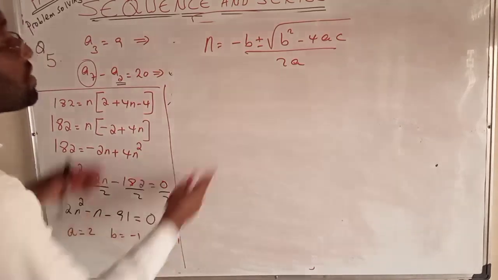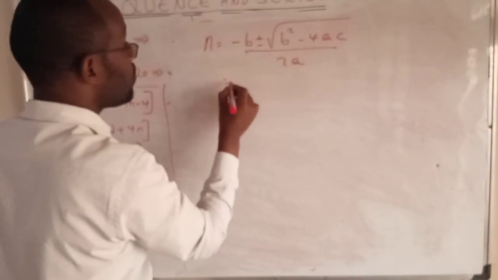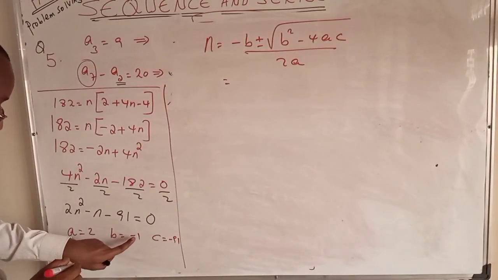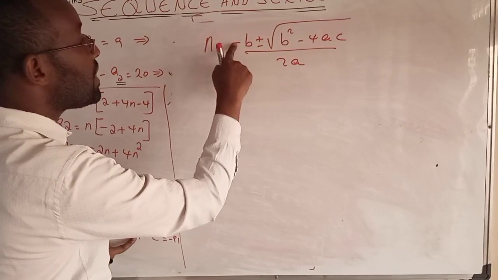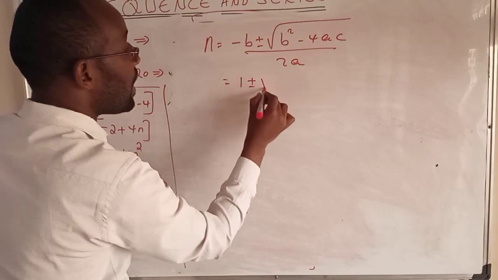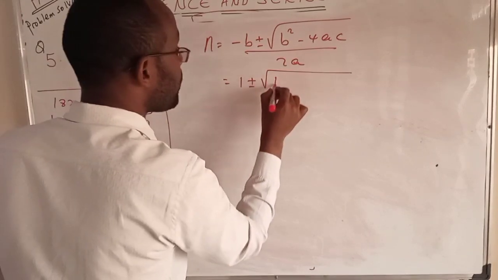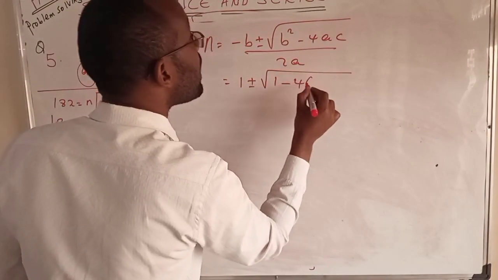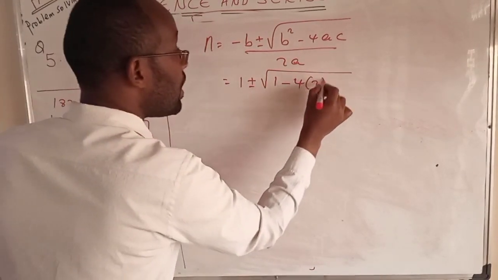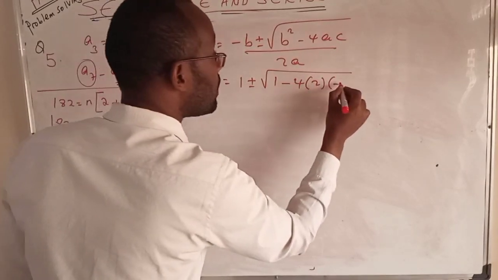Let us substitute these in the formula. So our value of b is negative 1. So negative 1 times negative will be positive 1, plus or minus the square root of b, which is negative 1, squared, you will get positive 1, minus 4 times a, which is 2, and c, which is negative 91.